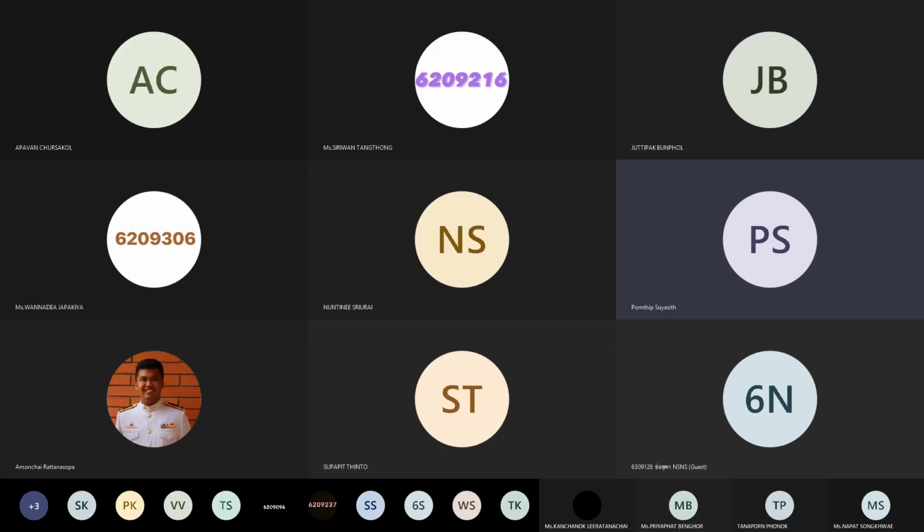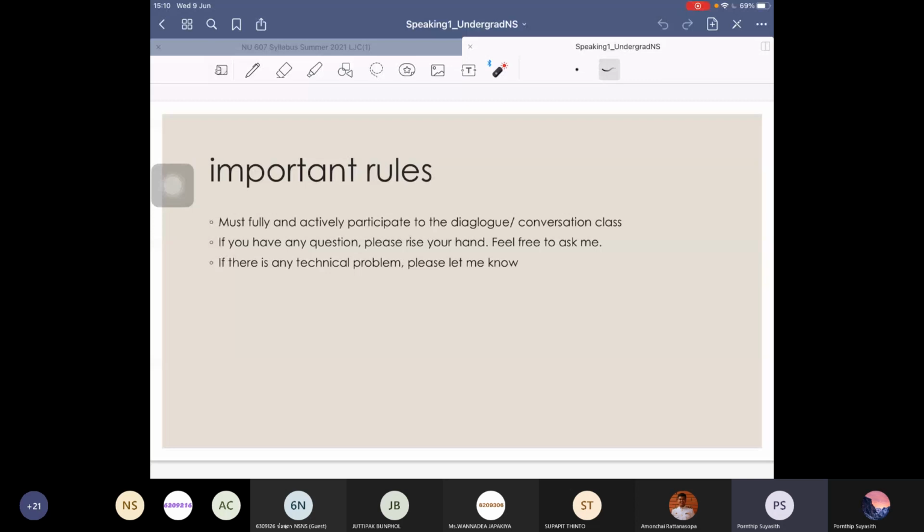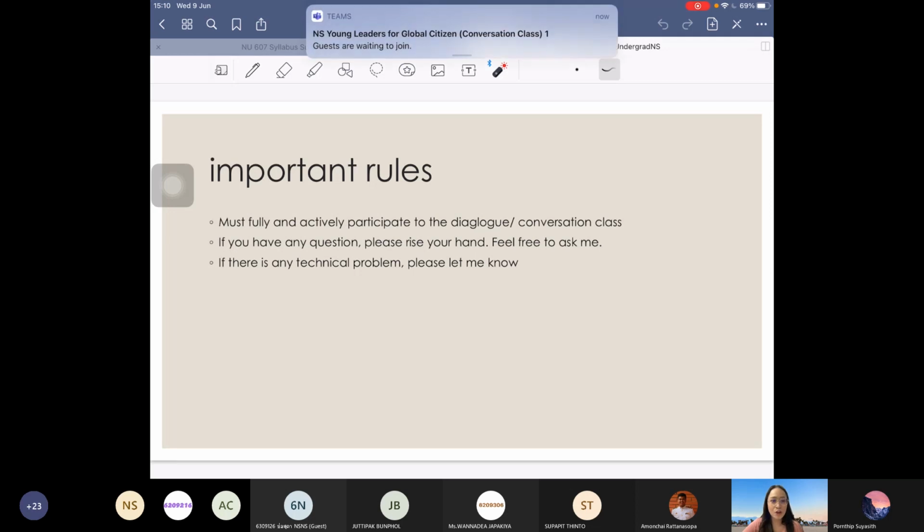Some of you, or all of you, must fully and actively participate in the conversations or dialogue in this class. Because if you would like to improve your speaking skills, it is very important to speak it out. If you don't speak it out, your skill will not improve. So it's very important. And I think this is a rare opportunity that you have to attend this class. Okay, so take the benefits as much as possible.